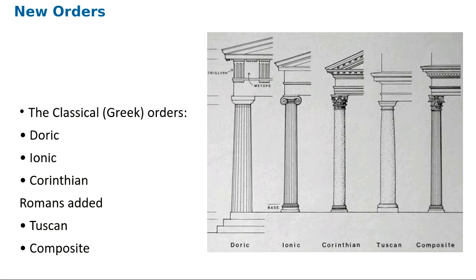But the Tuscan is very similar to the Doric. As you can see, it looks very similar, with a wide base that starts becoming slimmer. The difference is that it does have a base, so it kind of combines a bit of the Ionic.